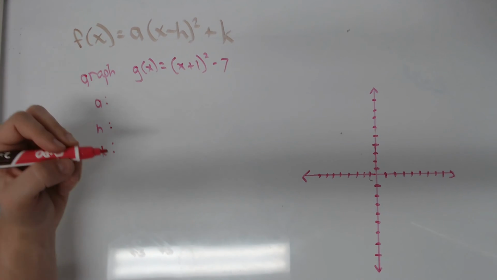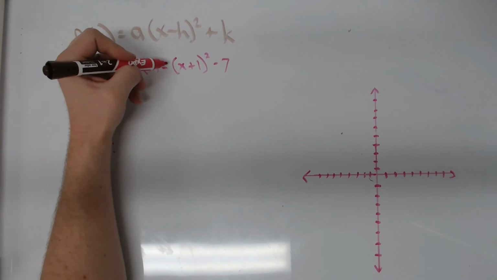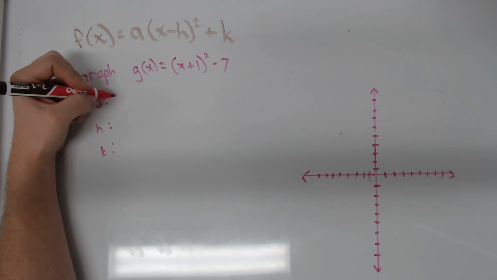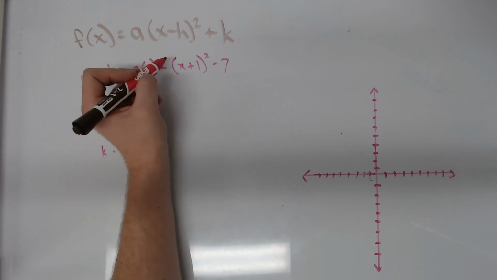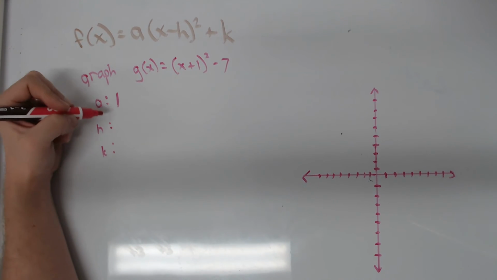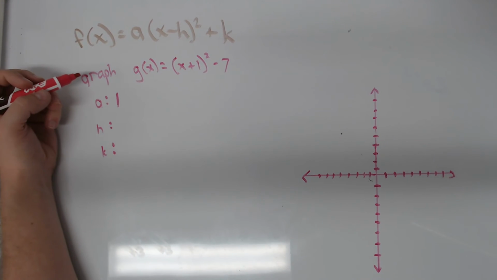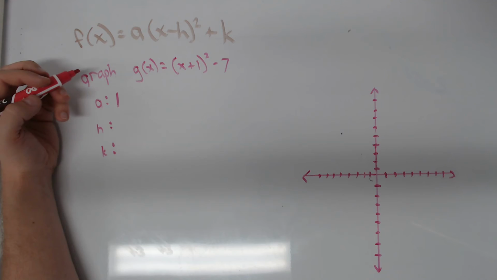This tells me everything I need to know to graph my graph. So my a value here, there's nothing in front of the parentheses. That's just going to be a 1. When you need to pretend there's a number multiplied somewhere, the number that doesn't change anything is a 1. You should be used to that idea by this point of the year.